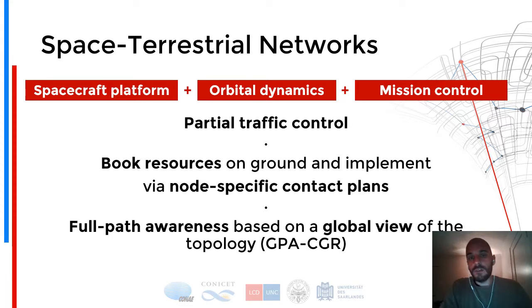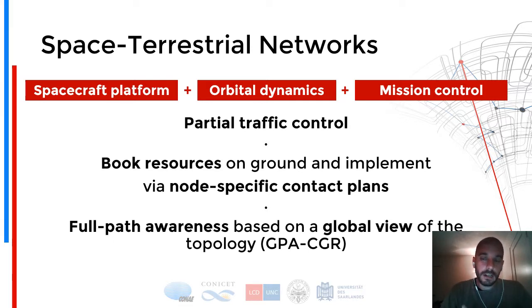So there is an intermediate approach that can be taken, and this is what's called partial traffic control. In partial traffic control, we are in the middle between CGR, which assumes nothing about traffic, and full traffic control, where we assume everything is under our control. So we step a little in the middle and say we can book resources on ground for the different flows, and populate the different nodes with a node-specific contact plan.